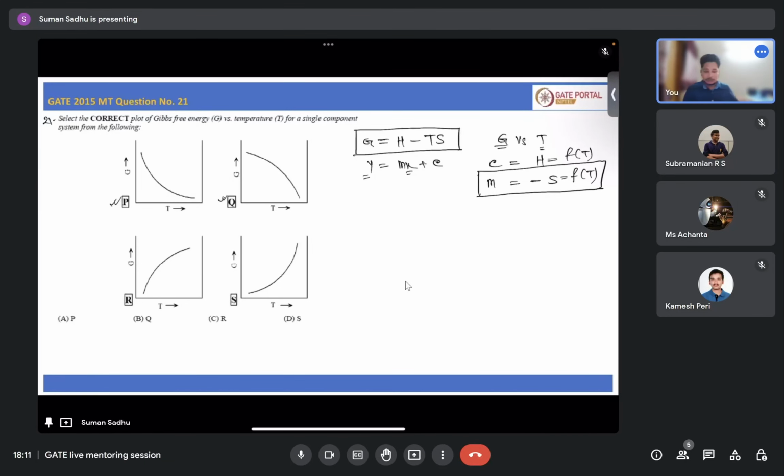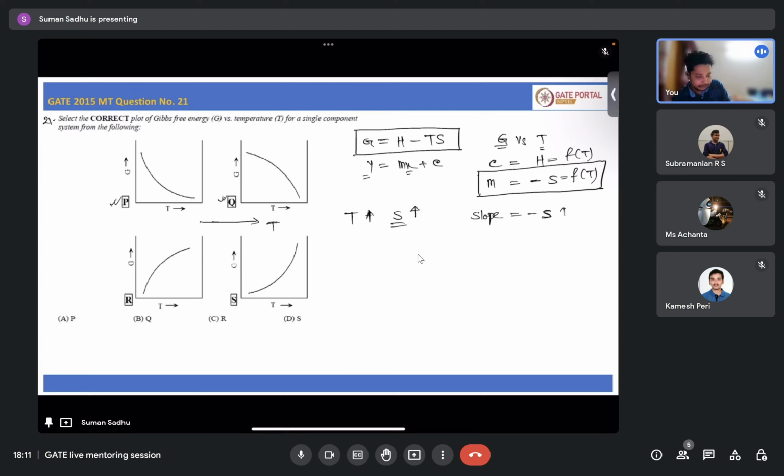Yeah. One more thing you can see, the slope is minus S, right? And how does entropy change with temperature? If temperature increases, let's say T is increasing, then what will happen to the entropy? S will also increase, right? With temperature, S increases. So what should the slope be with temperature? When you are going in the right direction, increasing the temperature, entropy will increase, and as entropy is increasing, the slope will be more negative, right?